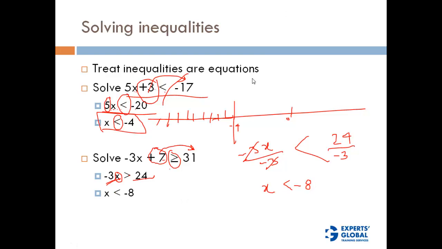Right? So what do you mean by reversing the sign? If the sign is like this, it becomes like this. If the sign is greater than, it becomes less than. If it is less than or equal to, it becomes greater than or equal to. If it is greater than or equal to, it becomes less than or equal to. That way. The only thing you have to remember in solving inequalities is multiplying or dividing by a negative number, in which case you have to change the sign.